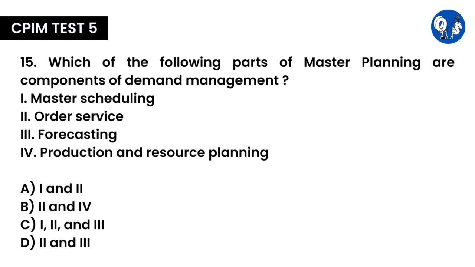Question number 15. Which of the following parts of master planning are components of demand management? 1. Master scheduling. 2. Order service. 3. Forecasting. 4. Production and resource planning. Here option D, which refers to point number 2 and 3 is correct. Order service and forecasting are components of demand management. The other two answers pertain to the supply of resources.